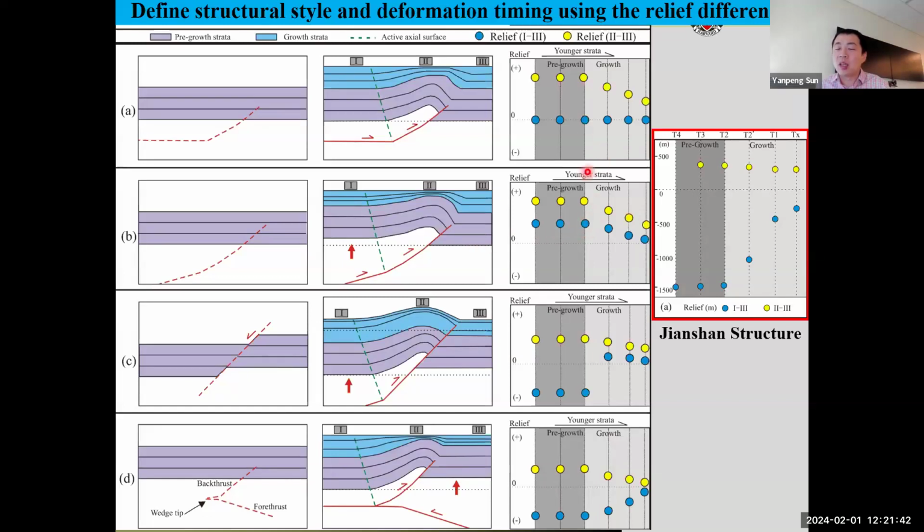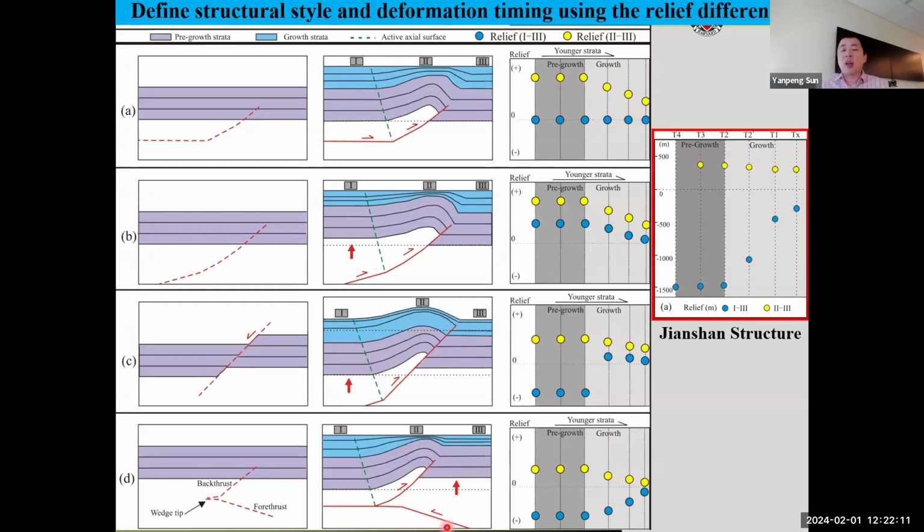You can actually see dramatic differences in the patterns. So for both the typical single fault propagation folding, all of the relief from that crestal point is much higher because that's absorbing the deformation. While if you have the inversion structure, the hanging wall is actually lower in the deeper sequence because of the initial drop down from the normal fault.